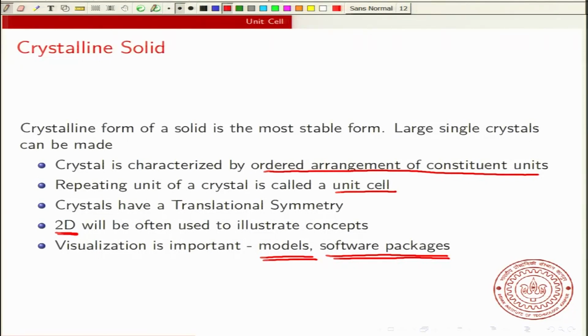One particularly well known software package is called Vesta. This is a freely available software package, and you can really visualize crystal structures quite well with Vesta. I encourage all of you to look up some of these visualization software, so that you can get a better understanding of crystalline solids. Now, keep in mind that the repeating unit of the crystal is called a unit cell.